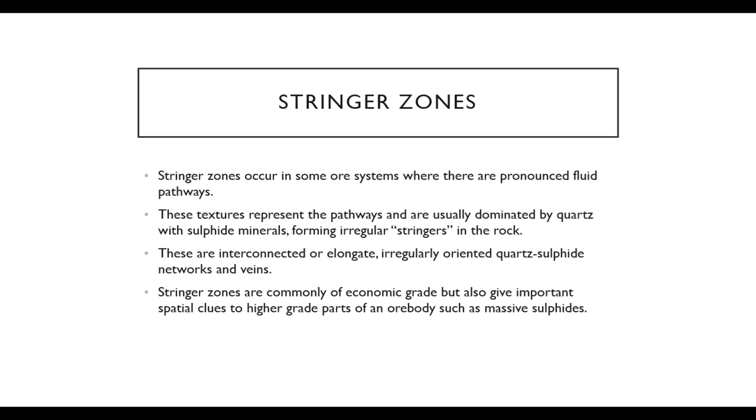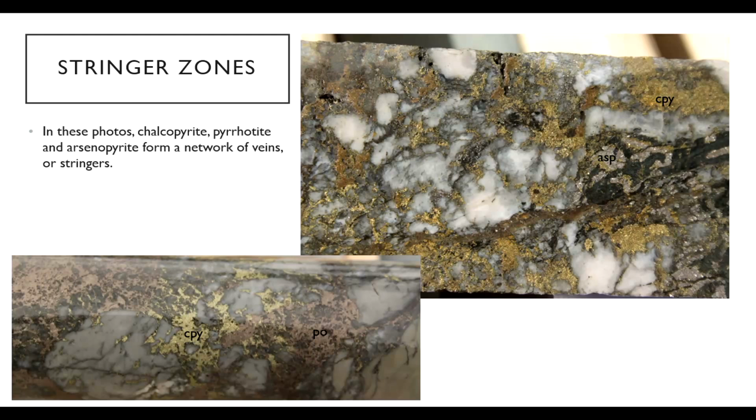They can be economic grade, but they're also good clues to where the massive sulfides might be, where you've actually had more pervasive fluid flow for the metal deposition. So here's some examples.